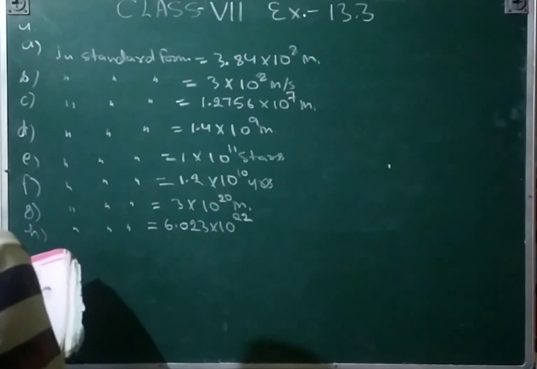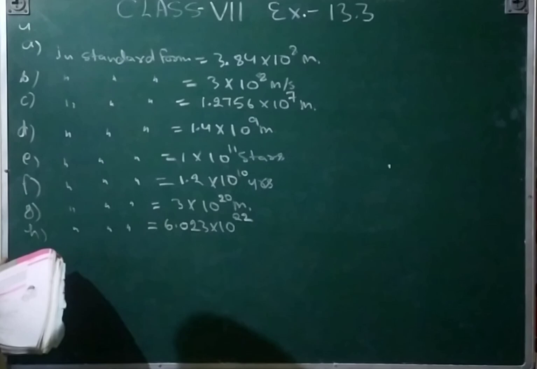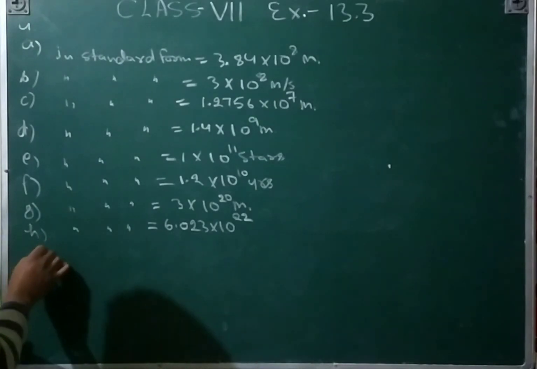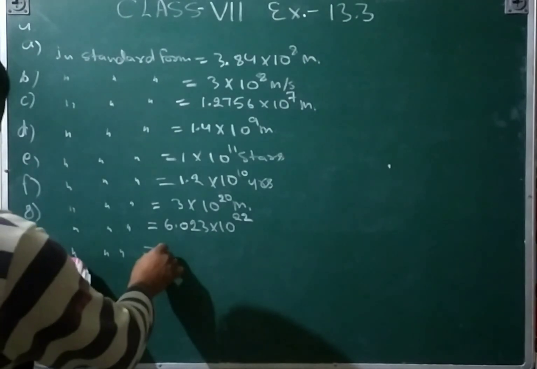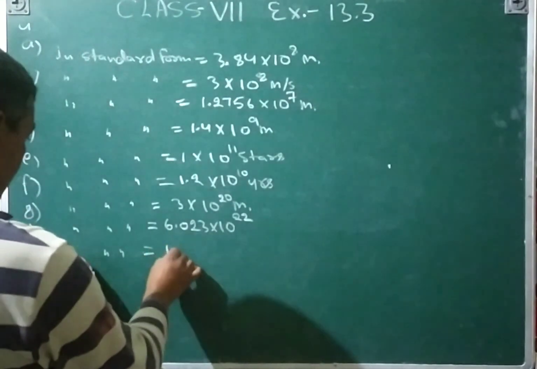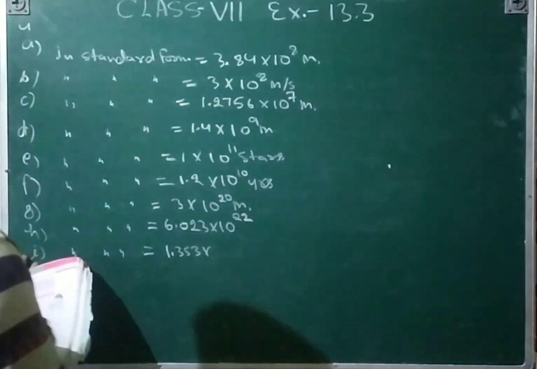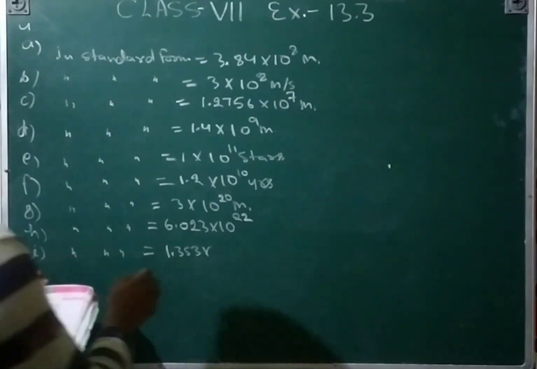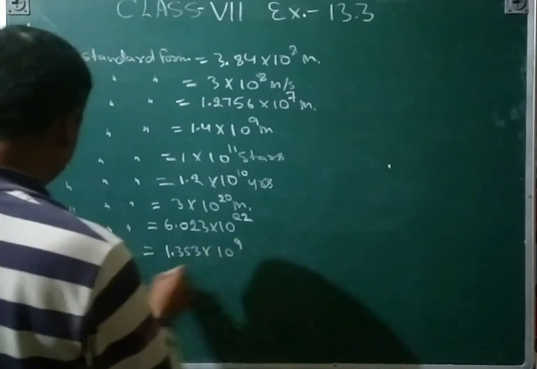The earth has that many cubic kilometers of sea water, so in standard form, I part in standard form is equal to 1 decimal 353 into 10 power 9, counting 3, 6, 9.